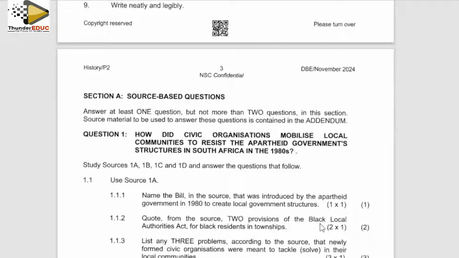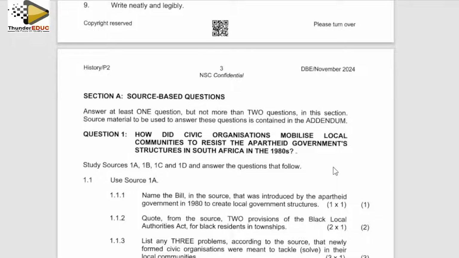Right. If we check our question here, the question is solely focused on civic organizations. When we're looking at civic organizations, we are looking at those groupings of people in the townships, including different organizations like the churches, community members coming together to rally behind the fight against oppression and the rule of apartheid. So the focus of question number 1 is: how did civic organizations mobilize local communities to resist apartheid government structures in South Africa in the 1980s?